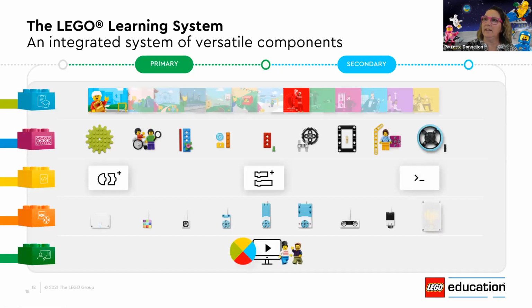So this is a better idea of what the integrated system of versatile components looks like with the Lego Learning System, where we have primary down here for our elementary students, and secondary for middle and high school. We start off with block coding, we get into word blocks, and then finally they get into text-based Python coding. It's an awesome thing to see that progression, where you have your traditional Lego bricks and you move into Technic and more of the robotic stuff, smaller hubs and sensors into your bigger, more advanced hubs and sensors. Just to give you an idea of what that looks like.